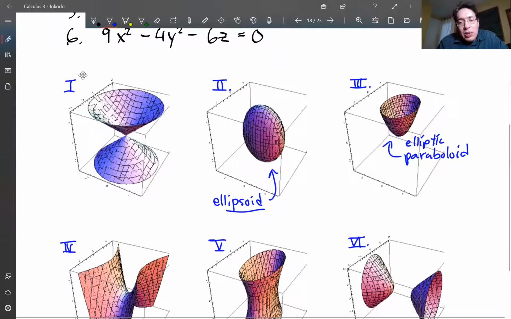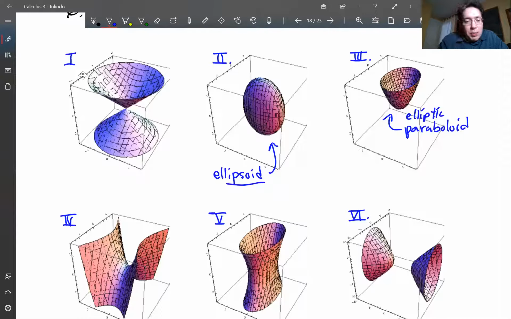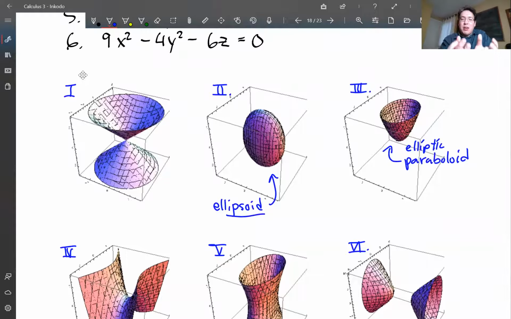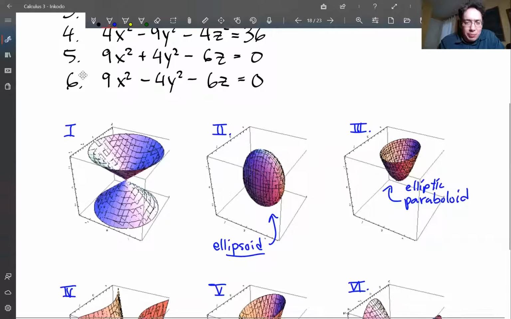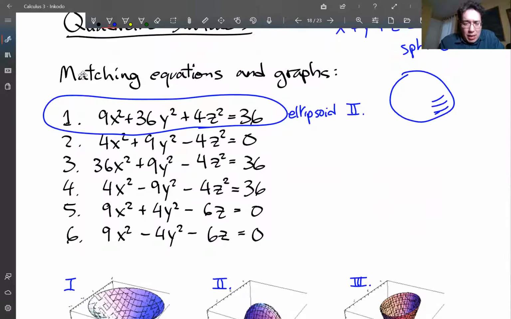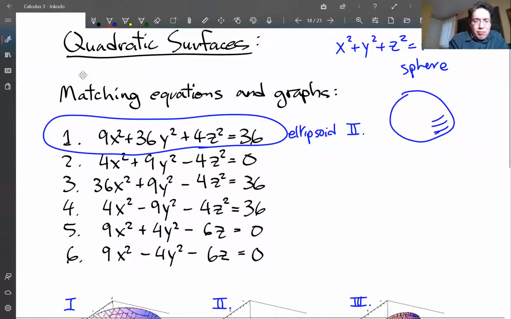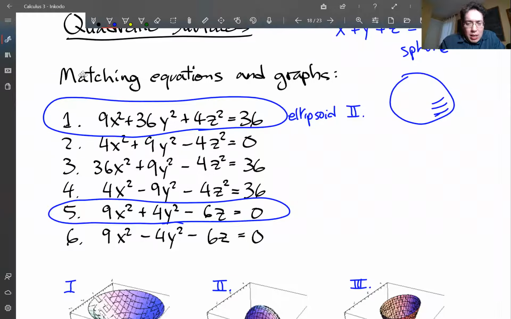And there's one feature that this one has that no other picture has, which is that everything is above a certain point. Right? It doesn't go where z is too negative, right? So maybe we can use that to figure something out. Okay. All right. So I'm looking at this equation right here.